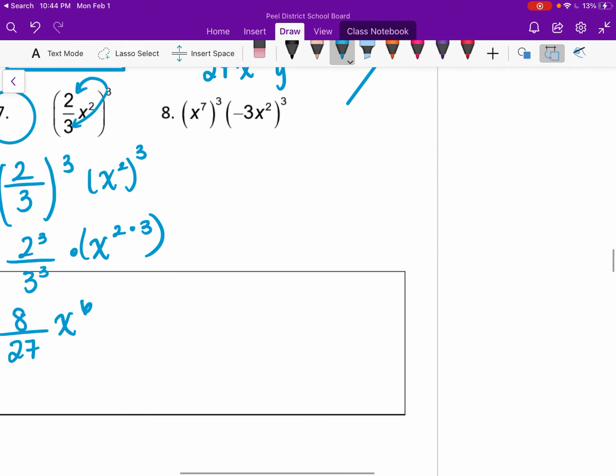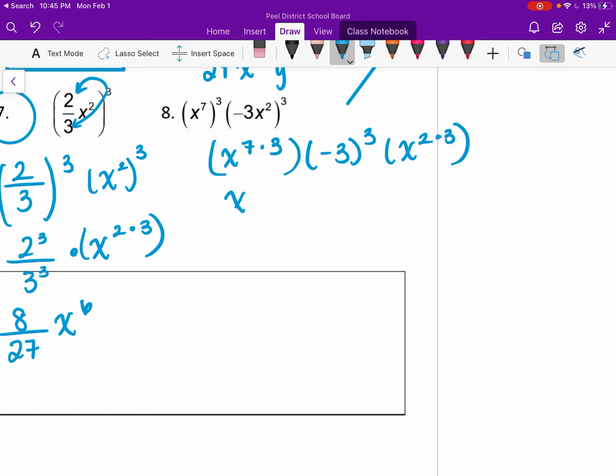Okay, and then we'll do 8 just because it is a little bit more complex. We got to do an extra step here. So here I'm going to say, all right, 7 times 3, right? Negative 3 to the power of 3, x, 2 times 3, right?